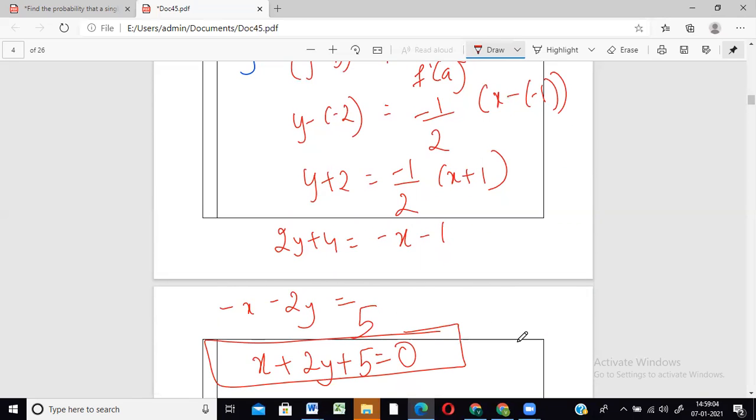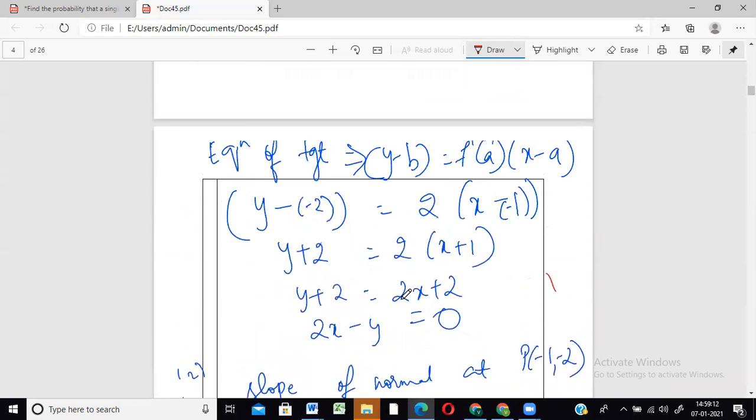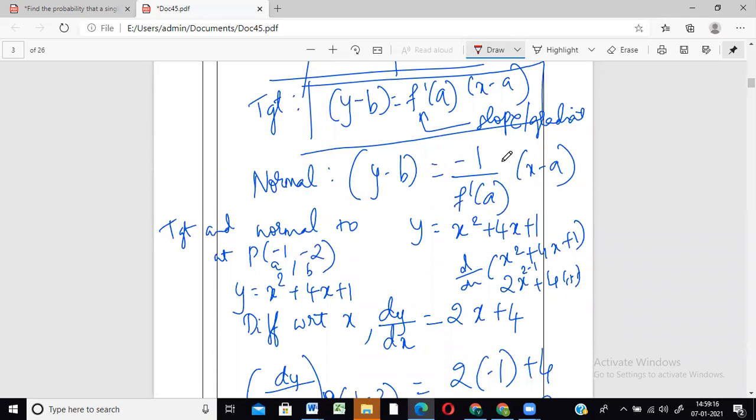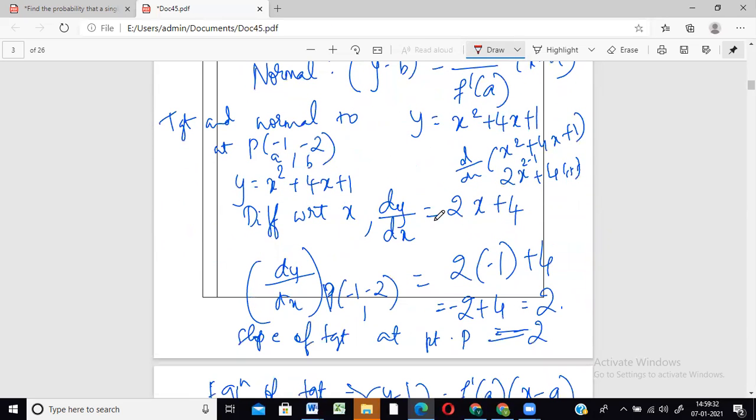Please understand the procedure or the pattern of the question. It's no different. It's just that when they tell you to find the equation of tangent or equation of normal, the formula for tangent is this, the formula for normal is this. And in both you need to find out the slope. Correct? The slope of the tangent is f dash of a. So we will first always start with differentiating the function. After differentiating, you will substitute that point a.